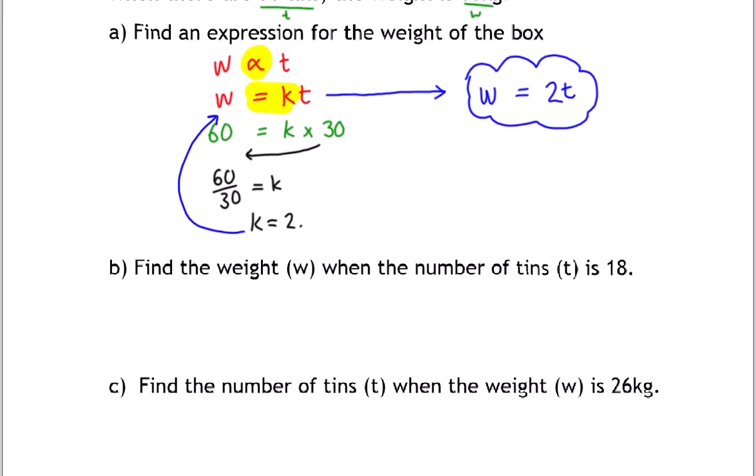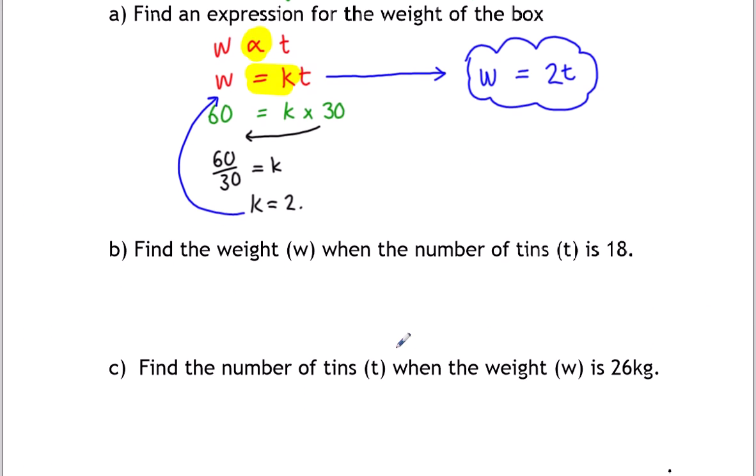Right, now we've got the expression that W equals 2T, we can answer these. Look, so find the weight when the number of tins is 18. So W equals 2T, so W equals 2 times 18, so W equals 36. The weight would be 36 if there are 18 tins. Okay, the numbers are really, really nice. They're not always this nice.